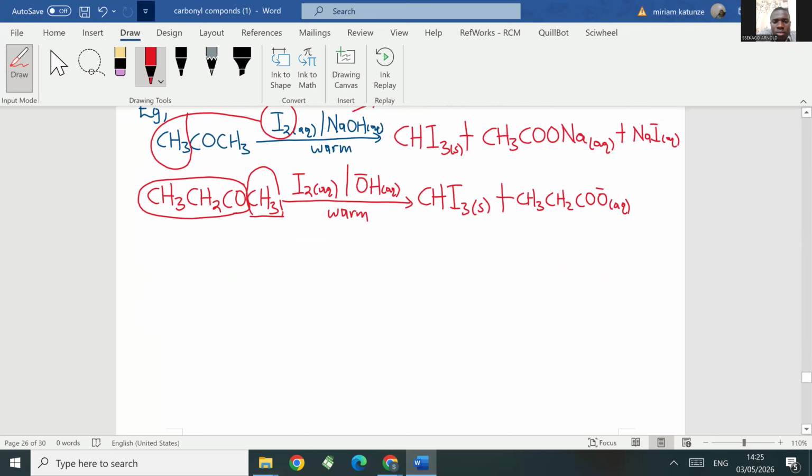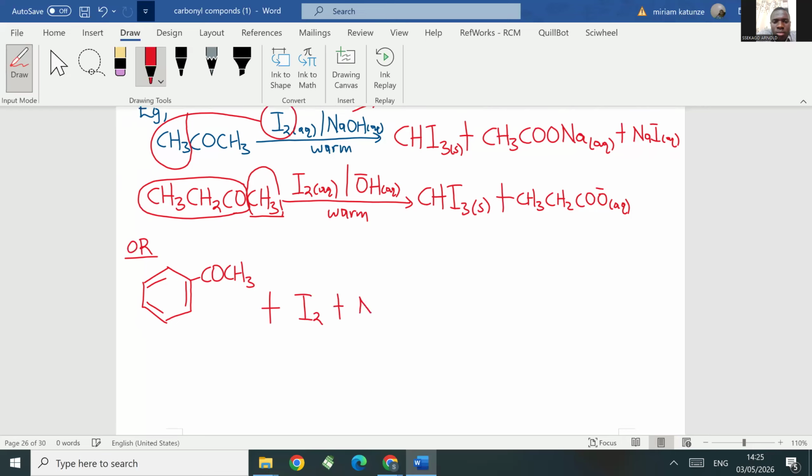Also, in some books, you find this representation. Let me also make it clear. In some books, you can find this. Let me use this. By the way, this is a methyl ketone. Hope you agree with me. It has a CH3CO. This is a methyl ketone. In some books, you find them writing this.